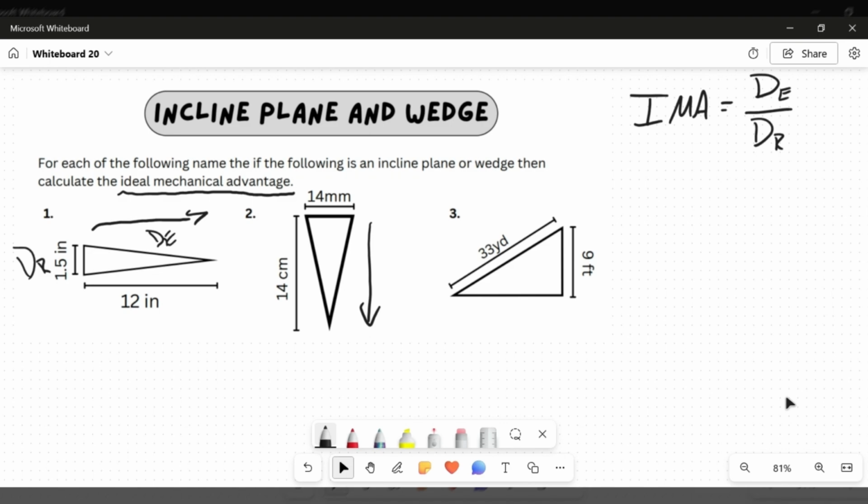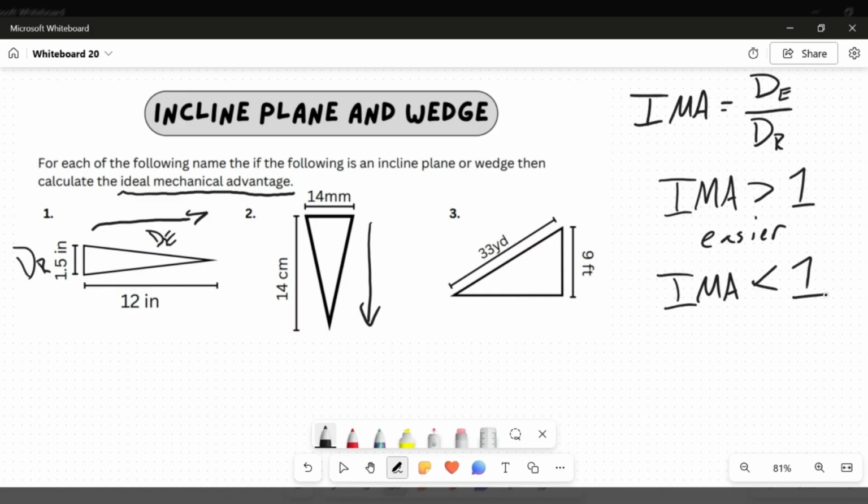And if we go through and look, an IMA that is greater than 1 means that the work we're doing is easier, and an IMA that is less than 1 means it is harder to do that work. So for most of your calculations, your final answer should be more than 1. For inclined planes, it has to be, because a ladder would be the hardest thing we could do to get up, and that would be an IMA of 1. So there's no benefit to it.